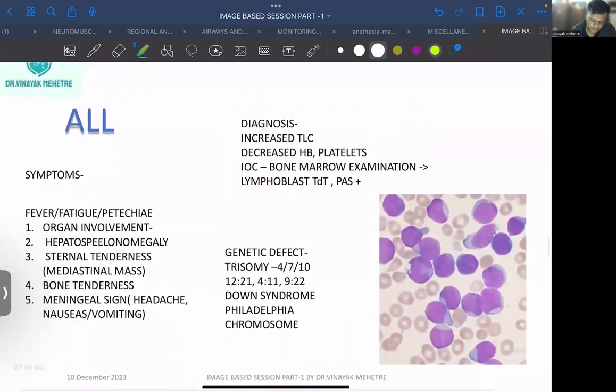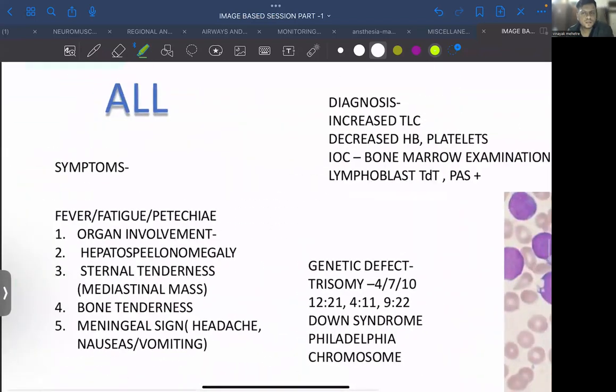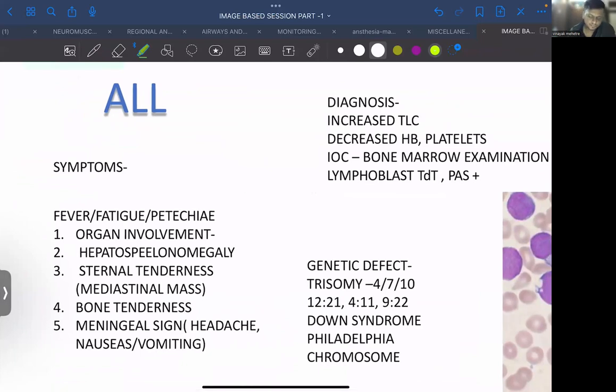Take a look at the features. ALL के अंदर क्या मिलेगा? Children's. किसमें होंगे? It is going to happen in children's. And what I told you, what we will look? Sternal tenderness. This is the unique feature of ALL which you will not find in others. Okay, which you will not find in other.